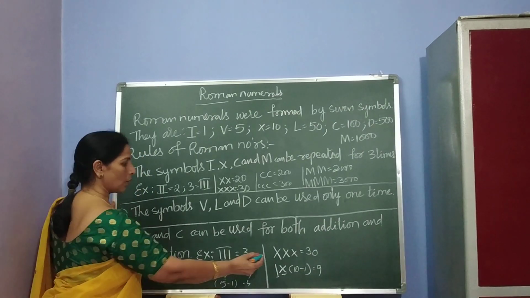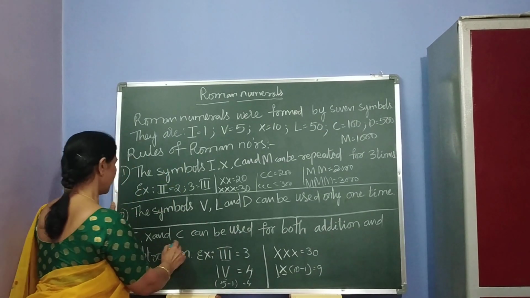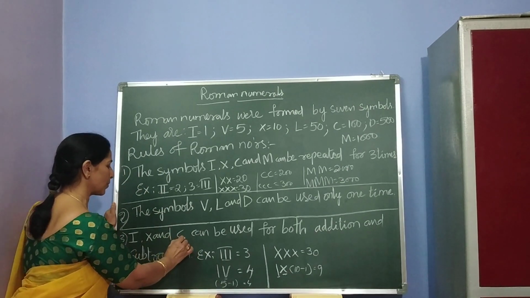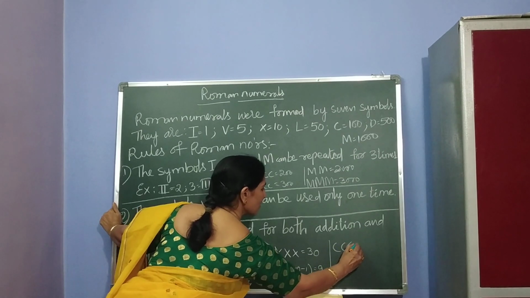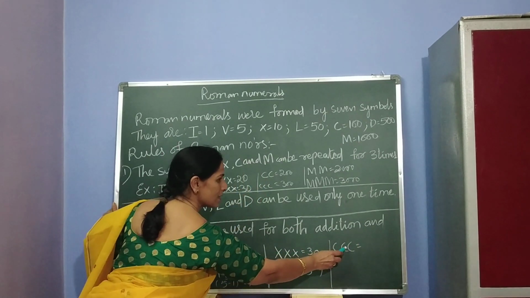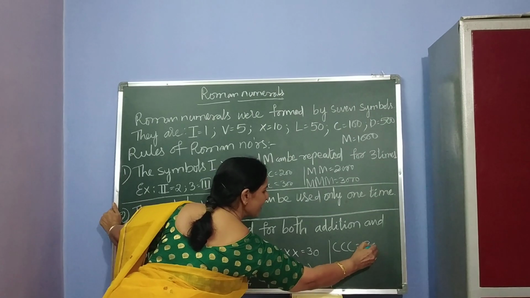Okay children. Now the next symbol. IX finished, now come to the C. Here C, C, C means what children? 100 plus 100 plus 100, 300.